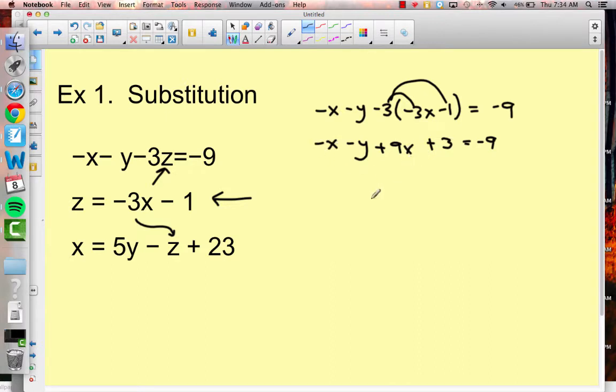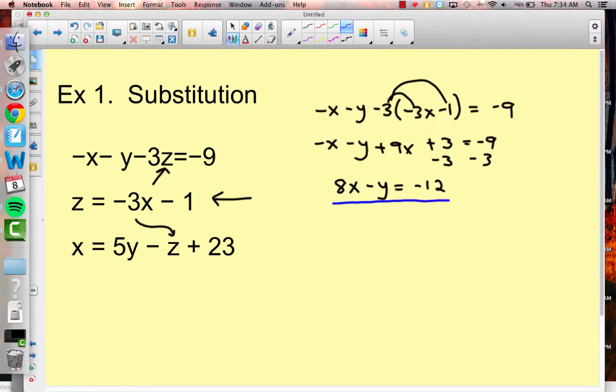Negative x plus 9x, that's going to give us 8x. There's no y's, so we'll just leave it the same. And I'm just going to move this 3 over to the other side. So subtracting 3, we get equals negative 12. So this is kind of like your step 1. And I'm going to just underline it. It's not an answer, but I'm just going to underline it so we know where to refer to it.